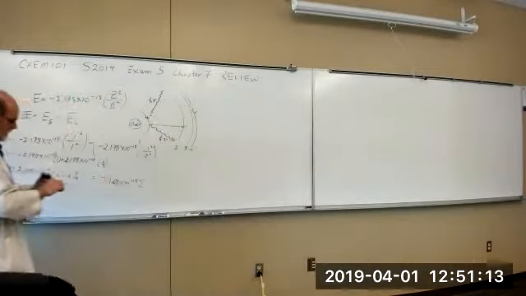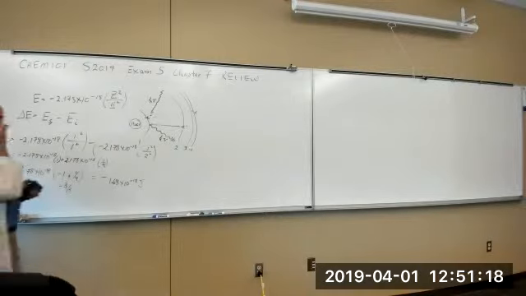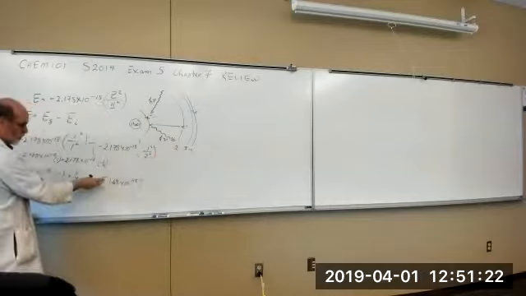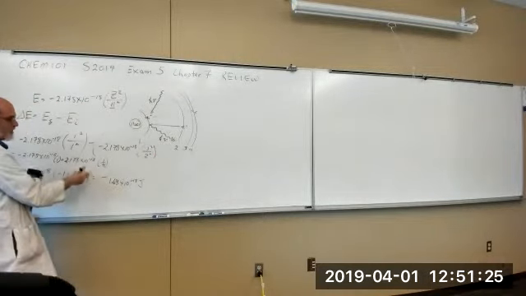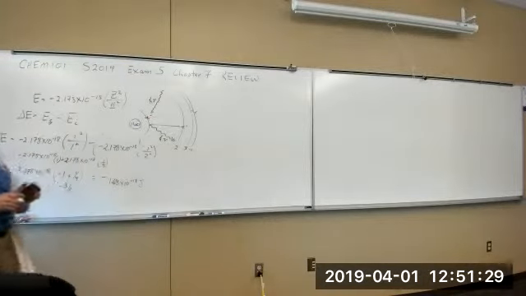If we were to do this same calculation from here to here, that means this number would be positive, and that means it would have to absorb a photon to get that transition.